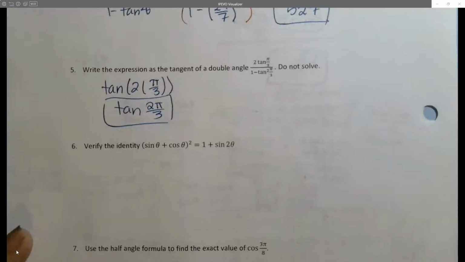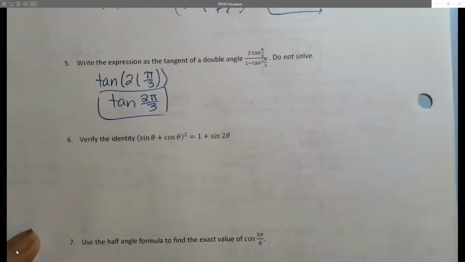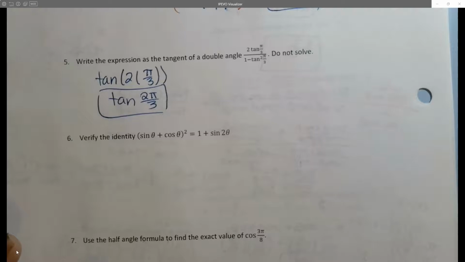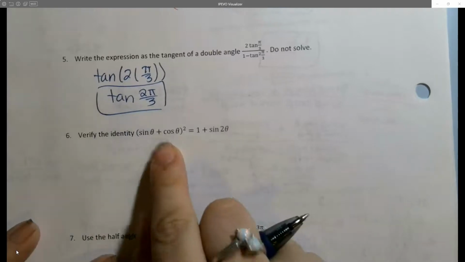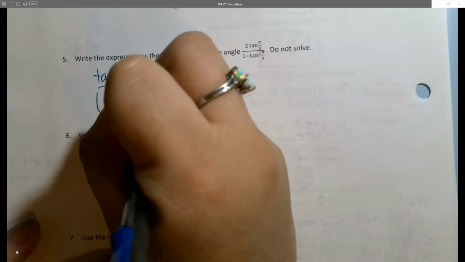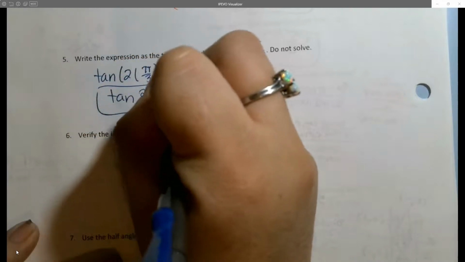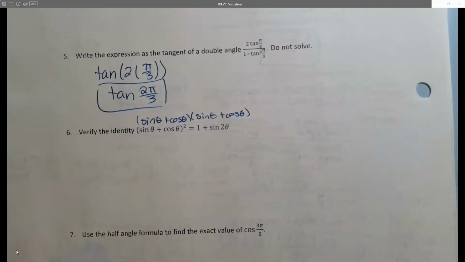Number 6 wants me to verify the identity, and then that's all I have to do on this problem. It's giving me sine theta plus cosine theta squared equals 1 plus sine 2 theta. So I'm going to work with my left side because I have more terms to work with. If I rewrote this out, it's the same thing as saying sine theta plus cosine theta times sine theta plus cosine theta. So I would want to distribute and FOIL over here.